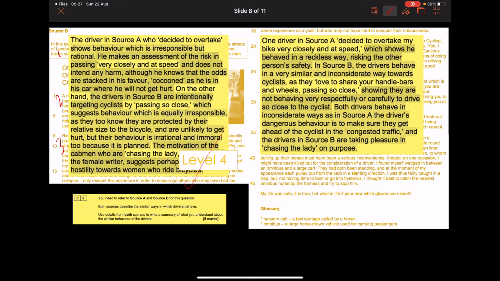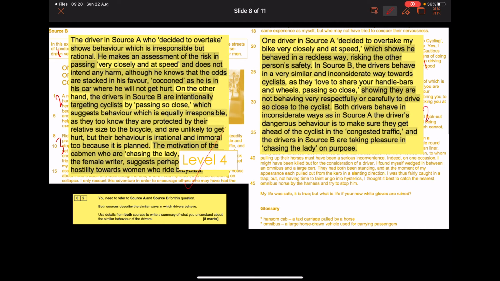In a level 3 answer: one driver in source A decided to overtake my bike very closely and at speed, which shows he behaved in a reckless way, risking the other person's safety. In source B, the drivers behave in a very similar and inconsiderate way towards cyclists, as they love to share your handlebars and wheels, passing so close, showing they are not behaving very respectfully or carefully to drive so close to the cyclist. Both drivers behave in inconsiderate ways, as in source A. The driver's dangerous behaviour is to make sure they get ahead of the cyclist in the congested traffic, and the drivers in source B are taking pleasure in chasing the lady on purpose.